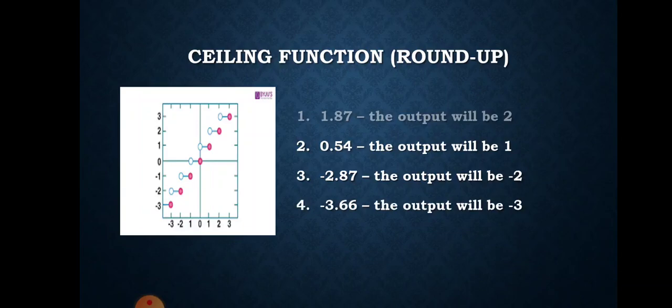Negative 3.66, the output will be negative 3 dahil round up po tayo, ceiling function. Hindi po siya pwede maging negative 4 kasi negative 4 is less than negative 3.